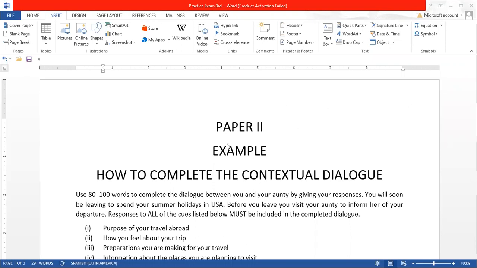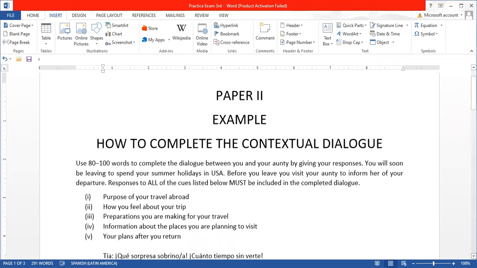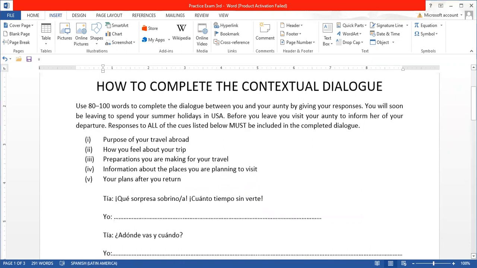Today, we are going to be working with paper 2 for the CSEC Spanish exam. Specifically, how to complete the contextual dialogue. All right. So let's take a look at the order. The instruction for this one is similar to one of the contextual dialogues included in the CSEC exam.